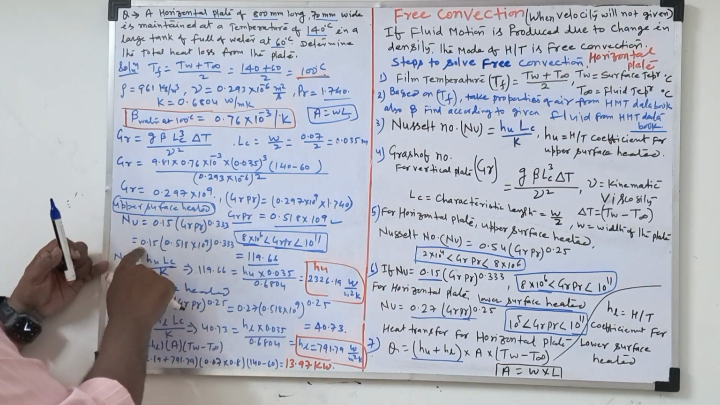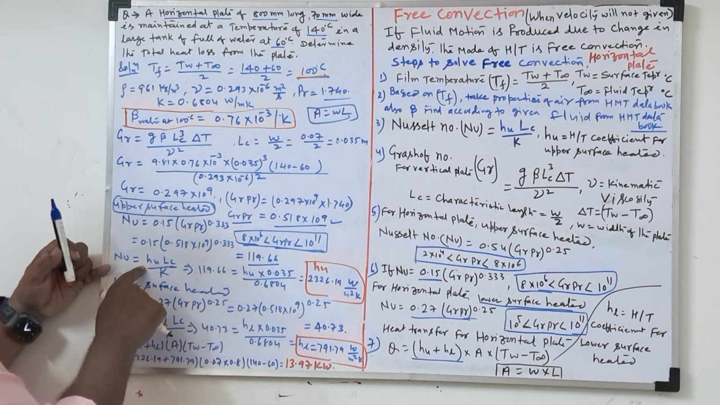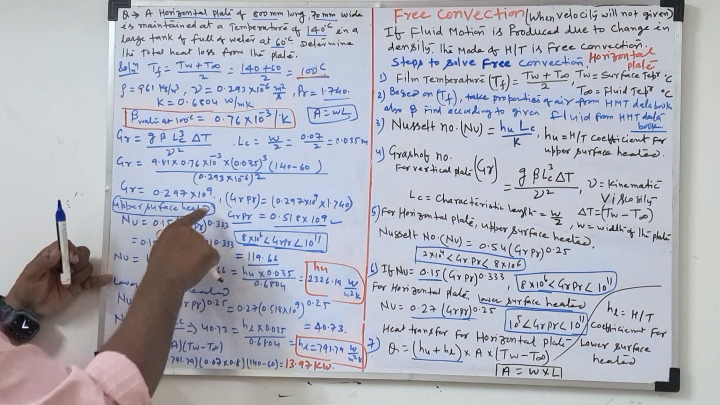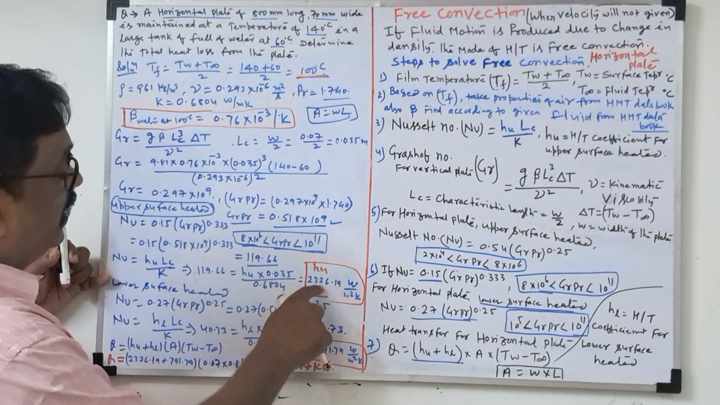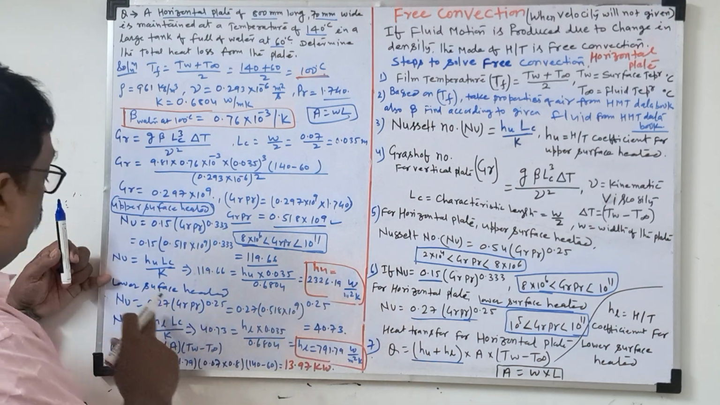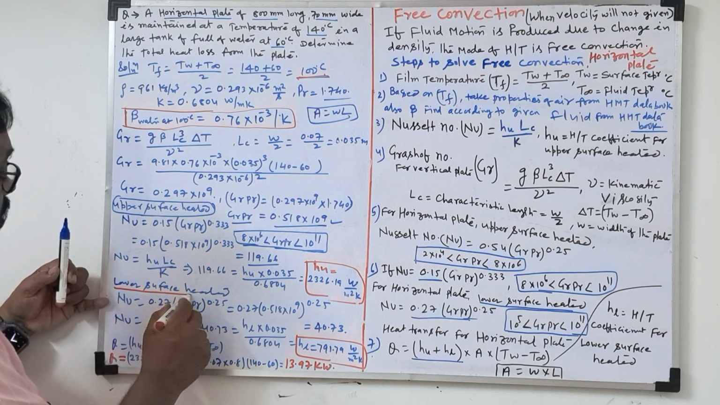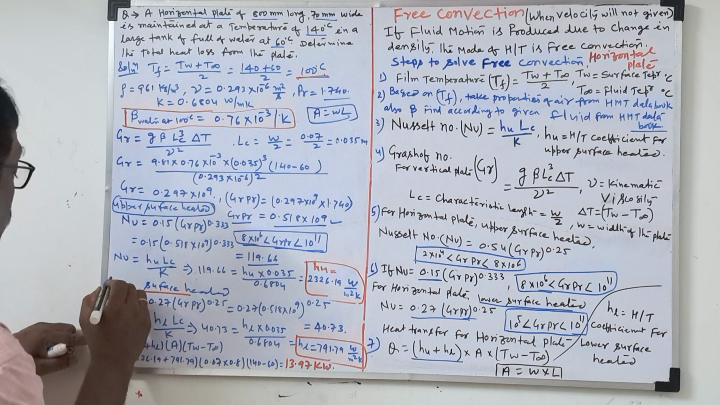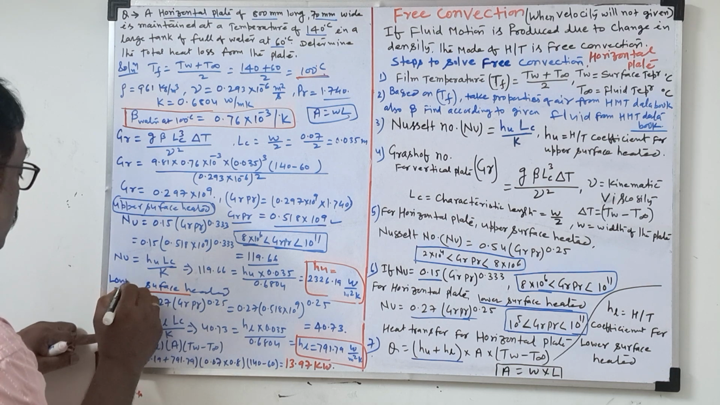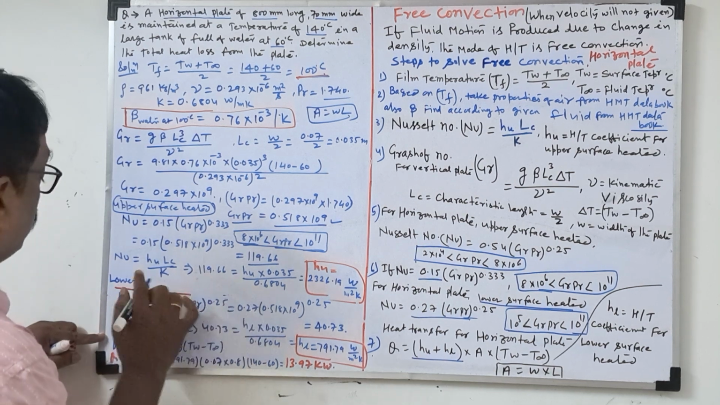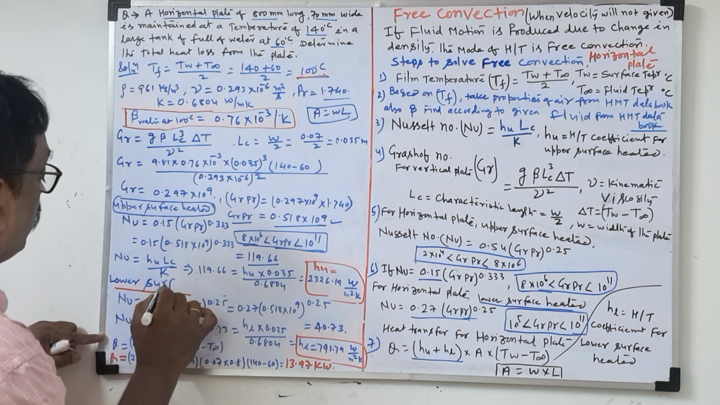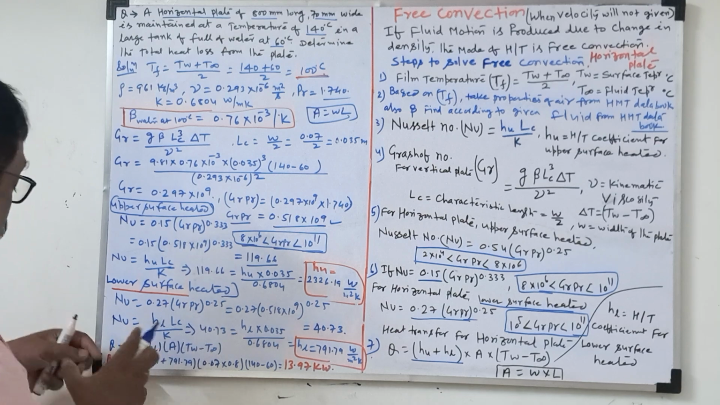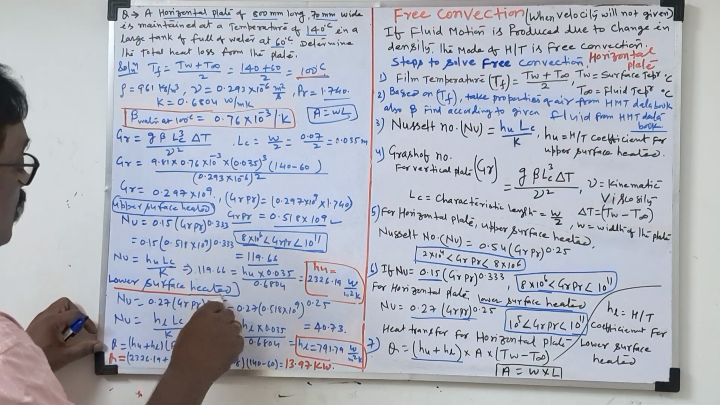We got the Nusselt number, then HU LC by K. HU means the heat transfer coefficient for the upper surface heated. So we got the upper surface heated HU equal to this value. Now again lower surface heated. This is called lower surface heated. We find it here.